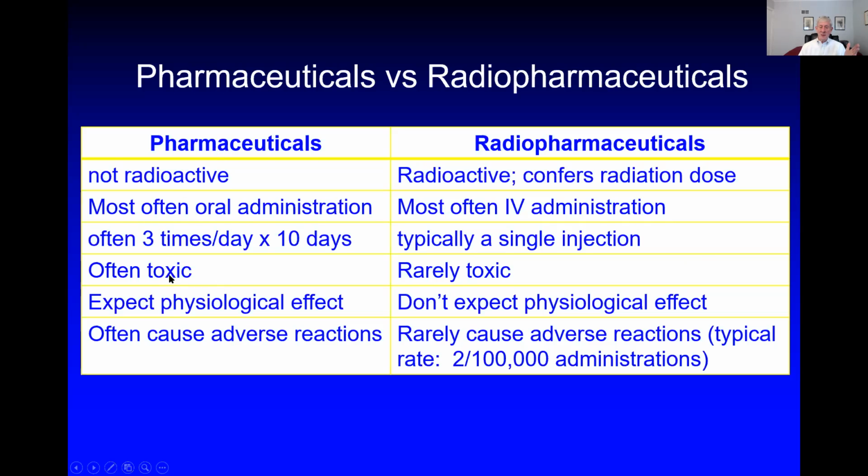Pharmaceuticals that people take every day, often toxic. Look at aspirin. There, 10 or 15% of the people in the world can't take aspirin because of gastric distress.